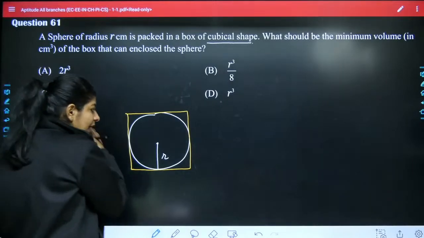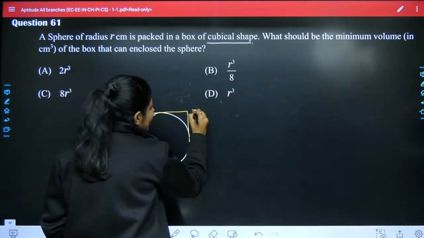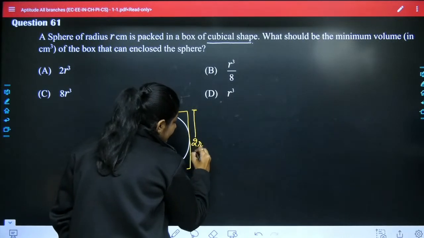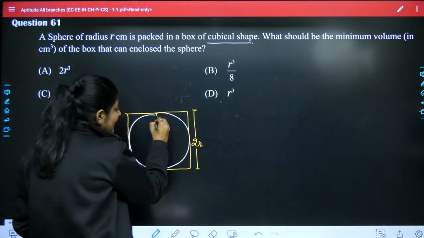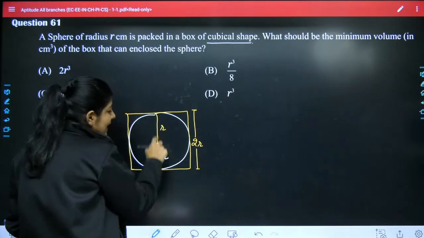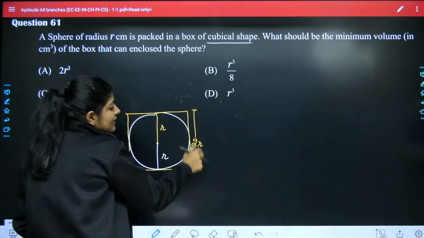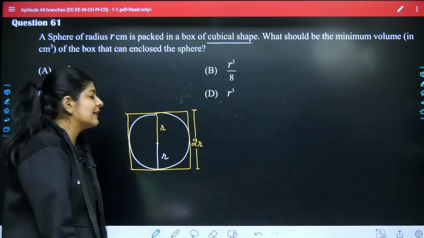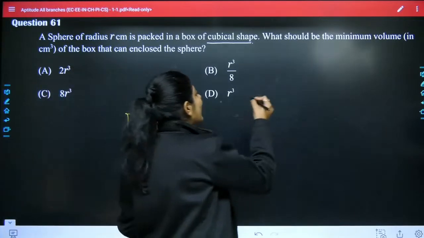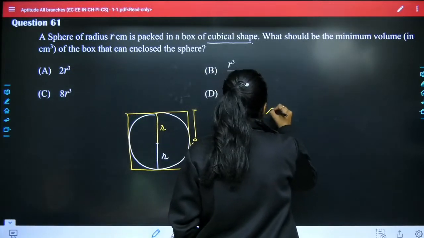Okay, if this is R, we can say that this should be 2R, right? If this is R, then this is also R. If this is R and this is R, then we can say the side of the cube is nothing but 2R. So now what we have to do is calculate the volume of the cube.